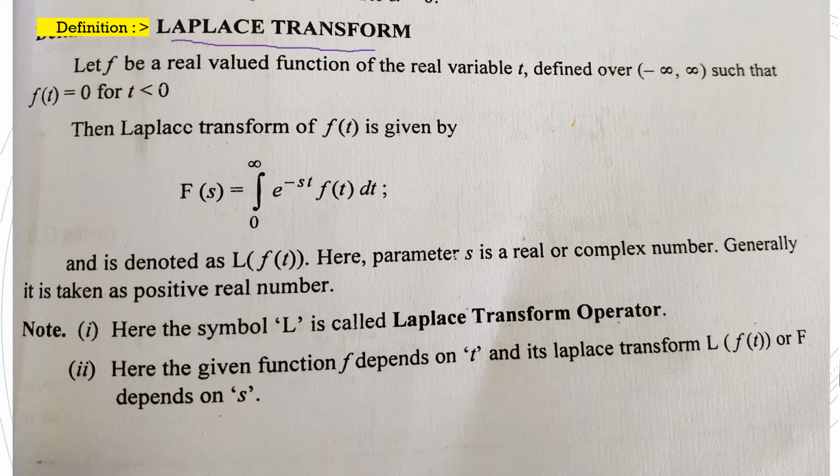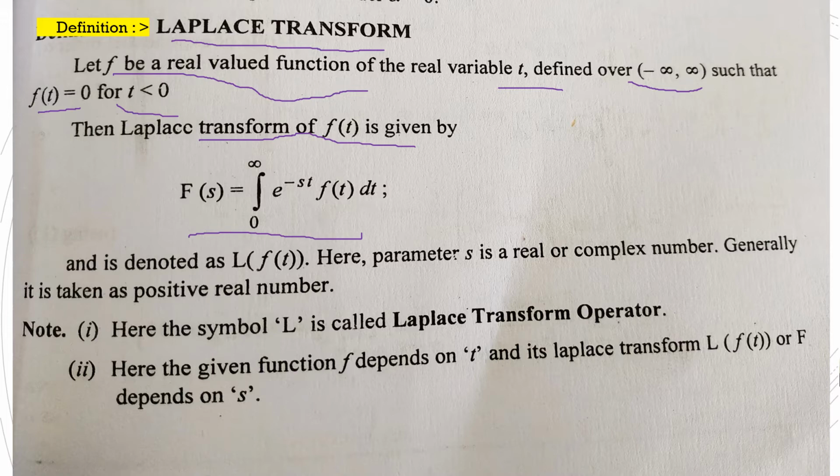What is Laplace transform? Let f be a real valued function of a real variable t defined over minus infinity to infinity so that f(t) is 0 for negative values of t. Then we define the Laplace transformation of function f(t) using the formula F(s) equals integral from 0 to infinity of e raised to power minus st f(t) dt. This is the formula for Laplace transformation of a function f(t), which is defined in the interval minus infinity to infinity.